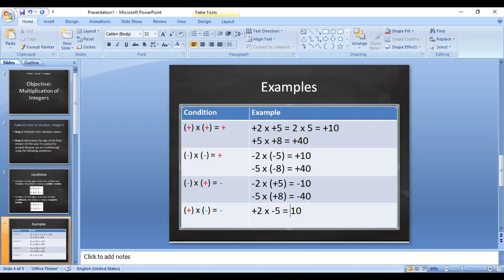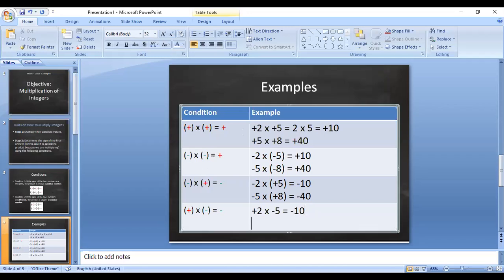Yes, again you are right, we have to see the sign. How do we decide the sign? Let's check, one is positive, the other number is negative, so if we have different sign then the answer will be negative. Different sign negative, same sign positive.